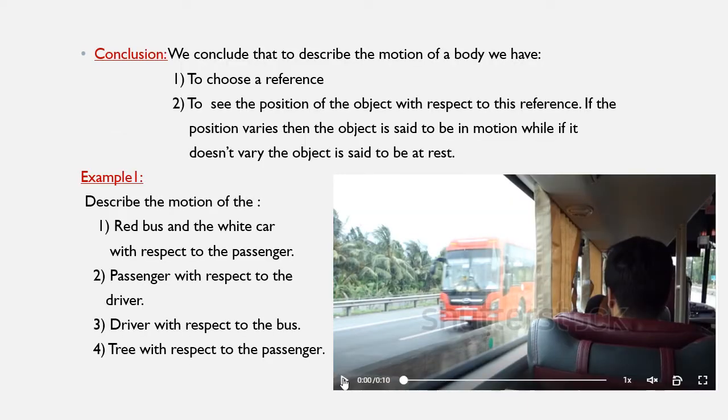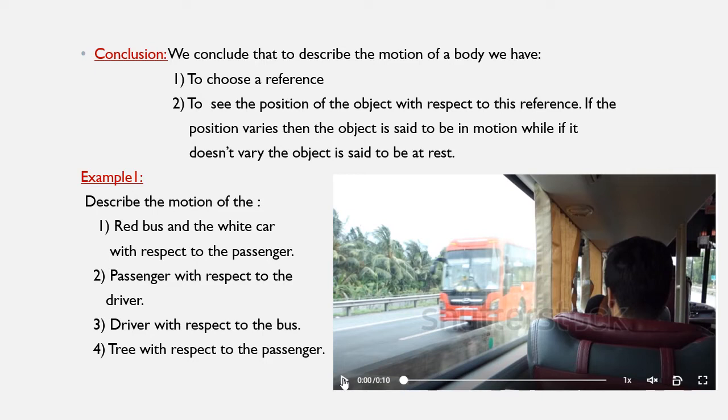Here is the conclusion. We conclude that to describe the motion of a body, which means to say if a body is in motion or at rest, we have first to choose a reference. Second, to see the position of the object with respect to this reference. If the position varies, then the object is said to be in motion, while if it does not vary, the object is said to be at rest.